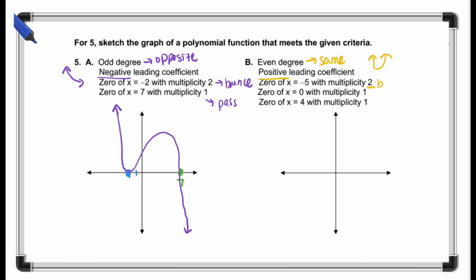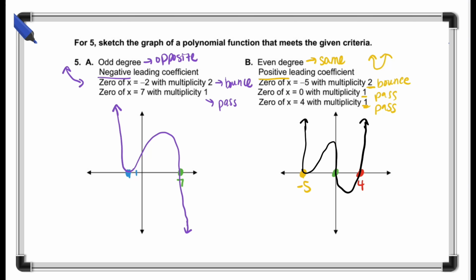So now let's go ahead and look at -5. So here we're going to bounce. At 0, here we're going to pass through. And at 4, here we're going to pass through as well. So here we have same direction, both pointing up. So my ends are going to look something like this. So I know I'm going to come through to the -5. I have to bounce. I have to pass through the green at 0, and I have to pass through the red at 4.